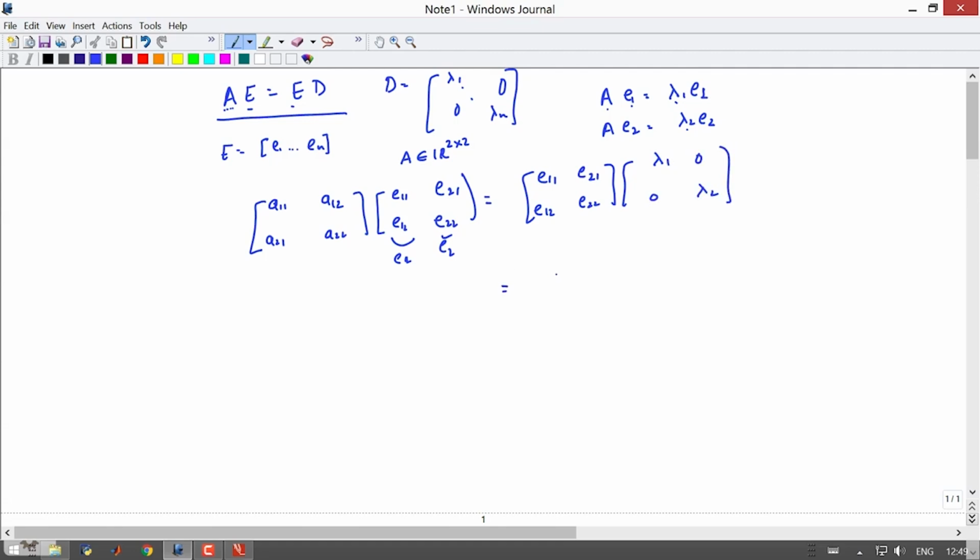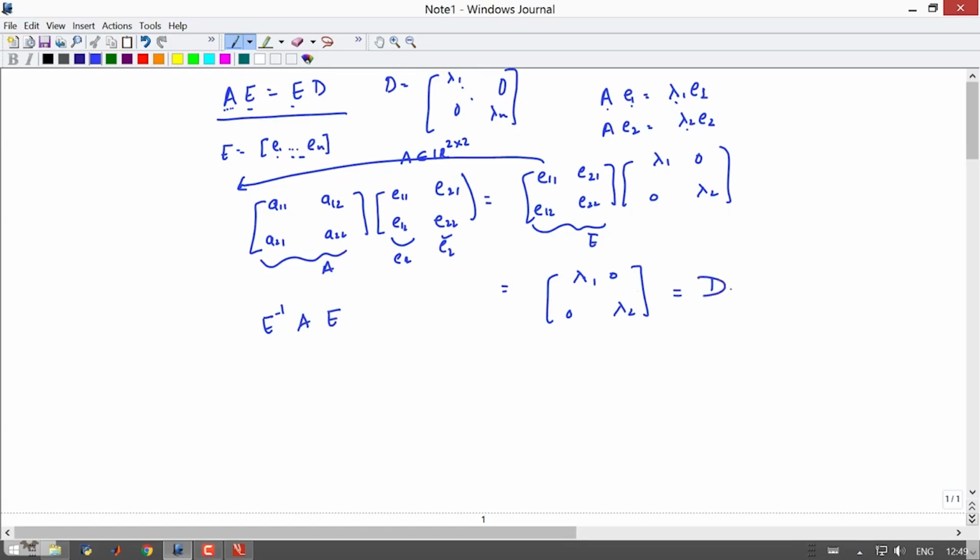It's a simple exercise to check this with lambda 1, 0, 0, lambda 2. I just take the inverse and go here. This is always invertible because I assume that E1 till En form a basis for Rn. So let me call this E. This E inverse multiplied by A times E will give me this matrix, which is essentially the diagonal realization of the matrix A.